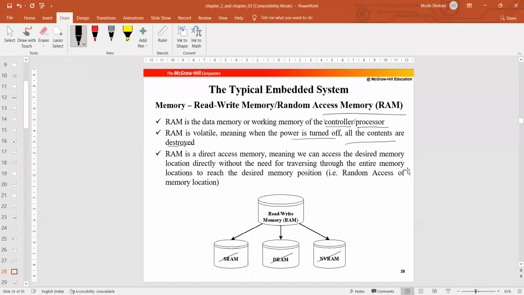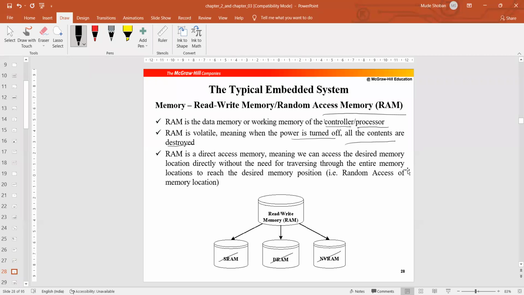So, read-write memory, or random access memory. Another point you should note is that program memory is read-only, not for writing, one time only. But RAM, you can read and you can write. So that's random access memory, where you can store information or data. Random access memory is the data memory or working memory of the controller or processor.